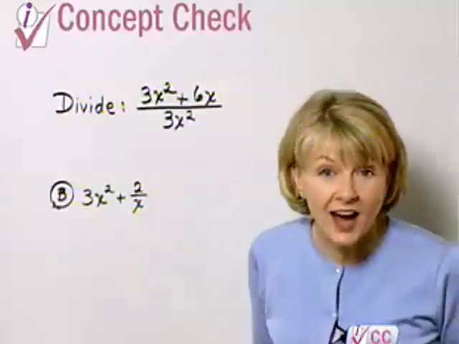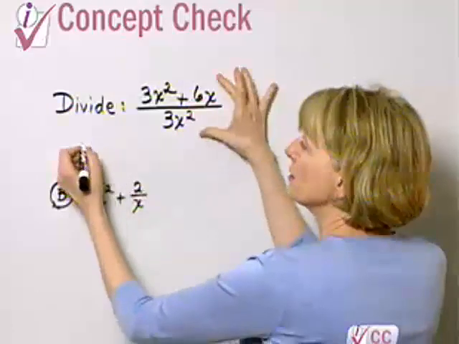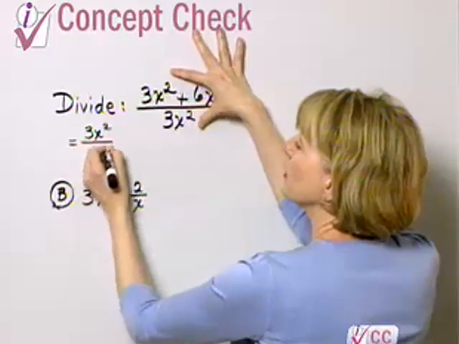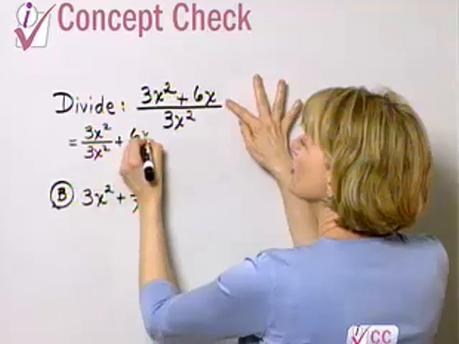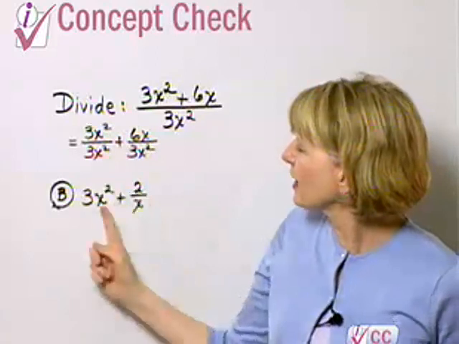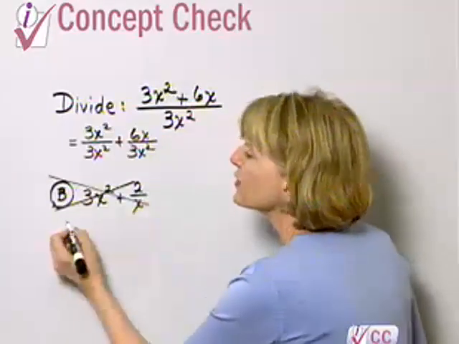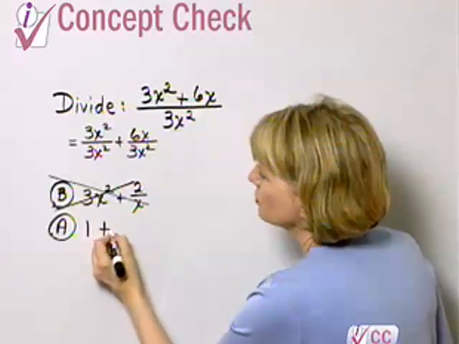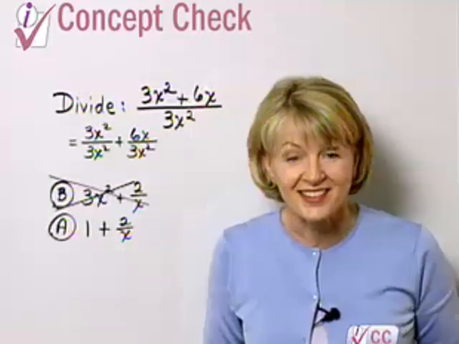Choice B is not the correct choice. Let's see why. We are dividing by a monomial, so this is equal to the first term, 3x squared over 3x squared, plus the second term, 6x over 3x squared. This simplifies to 1, not 3x squared. This is incorrect. The correct choice is choice A. This simplifies to 1, plus this does simplify to 2 over x.